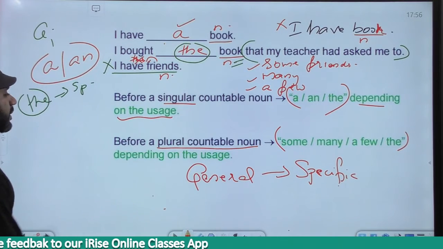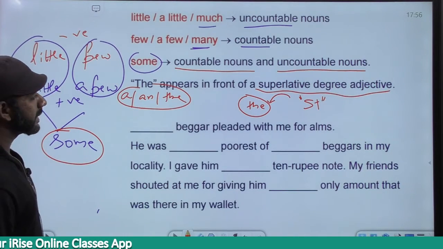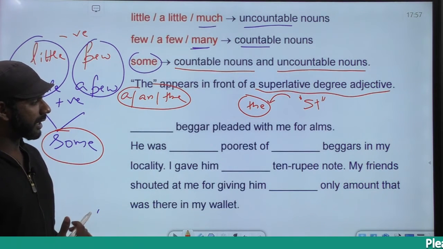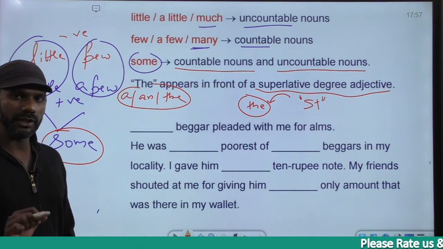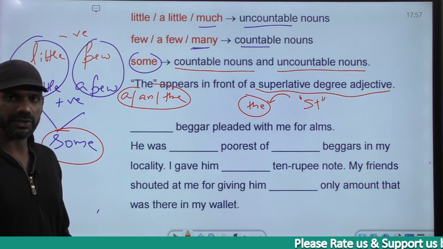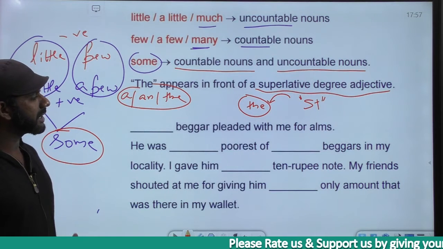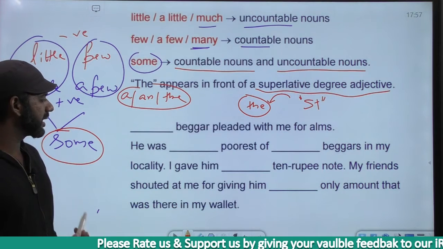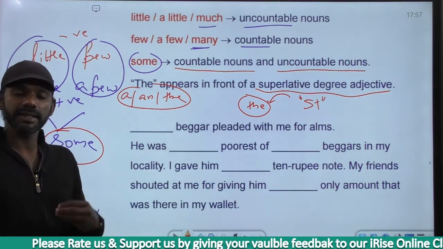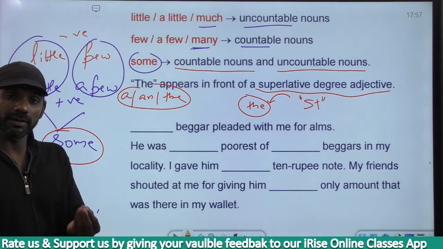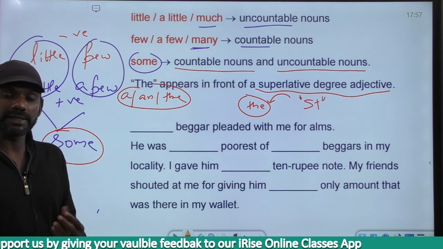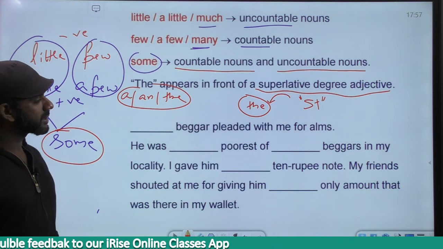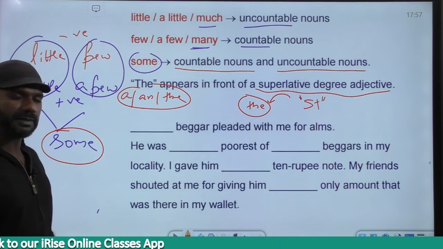Now come to the paragraph given here. Fill in with a, an, or the. Dash beggar pleaded with me for alms. Pleaded me is a wrong usage. Pleaded with me is a correct usage. Dash beggar pleaded with me for alms. He was dash poorest of dash beggars in my locality. Now, alms means the help that we offer to a beggar, food or money, whatever it is. The help offered to beggars is called alms.